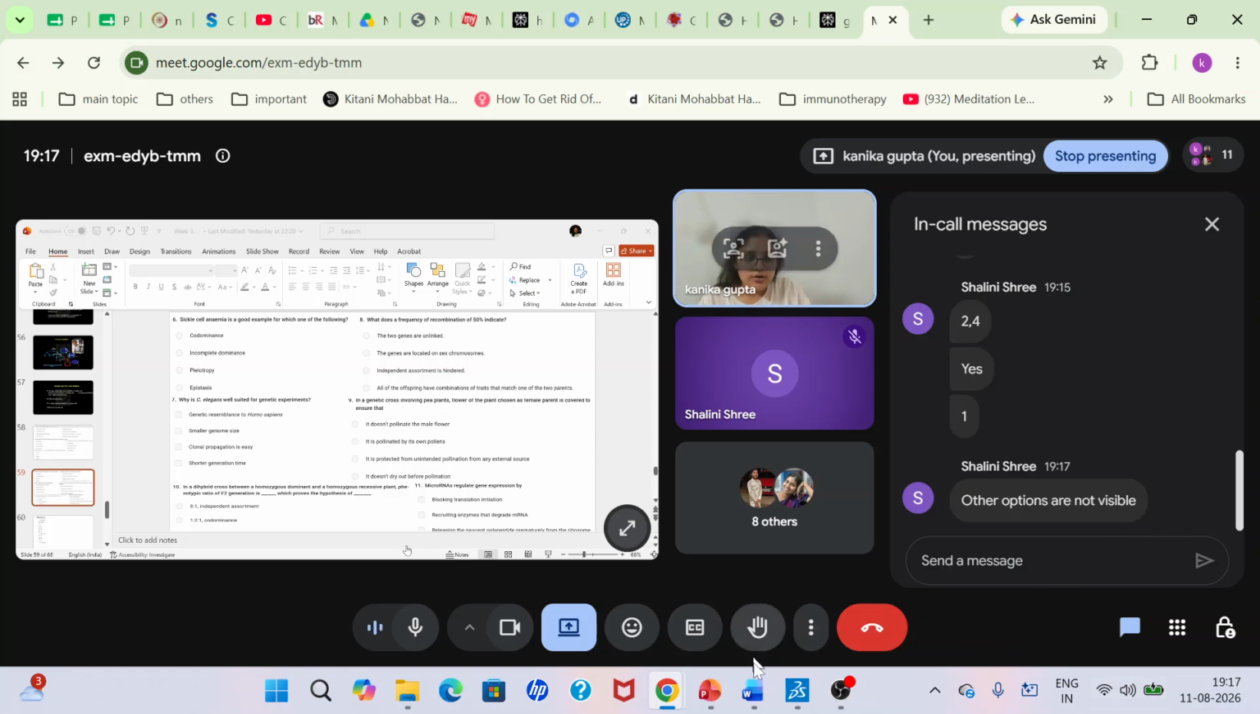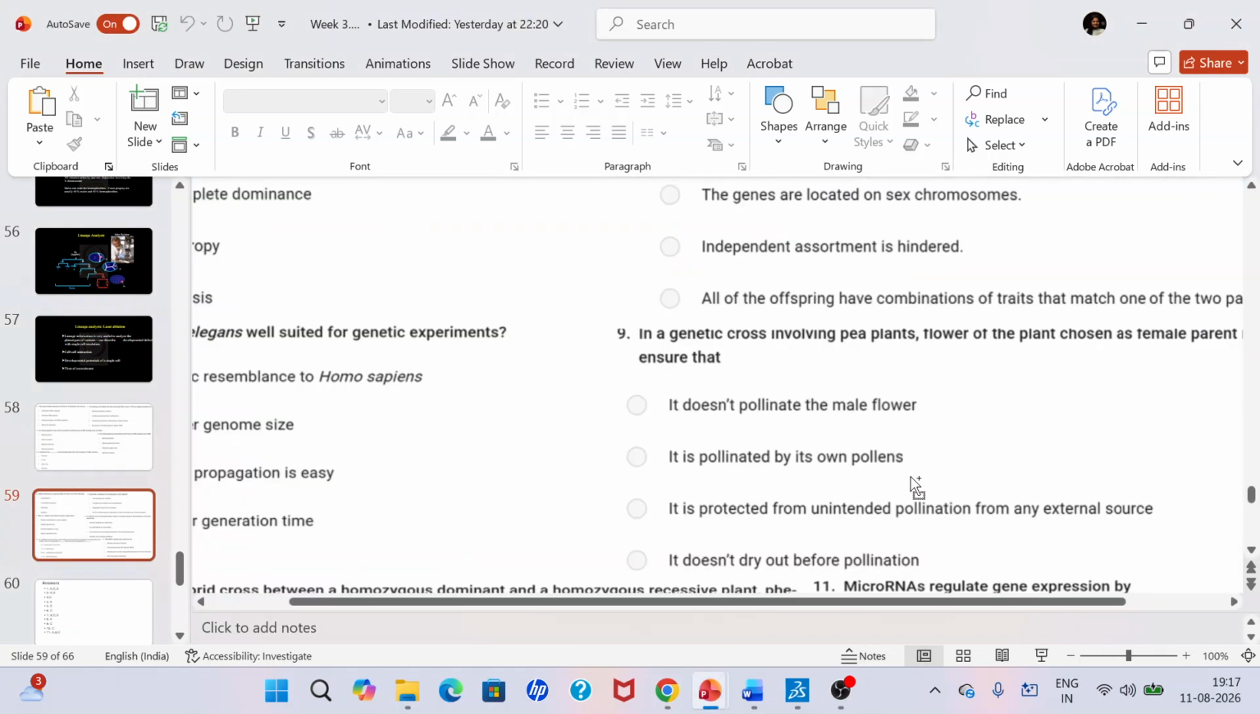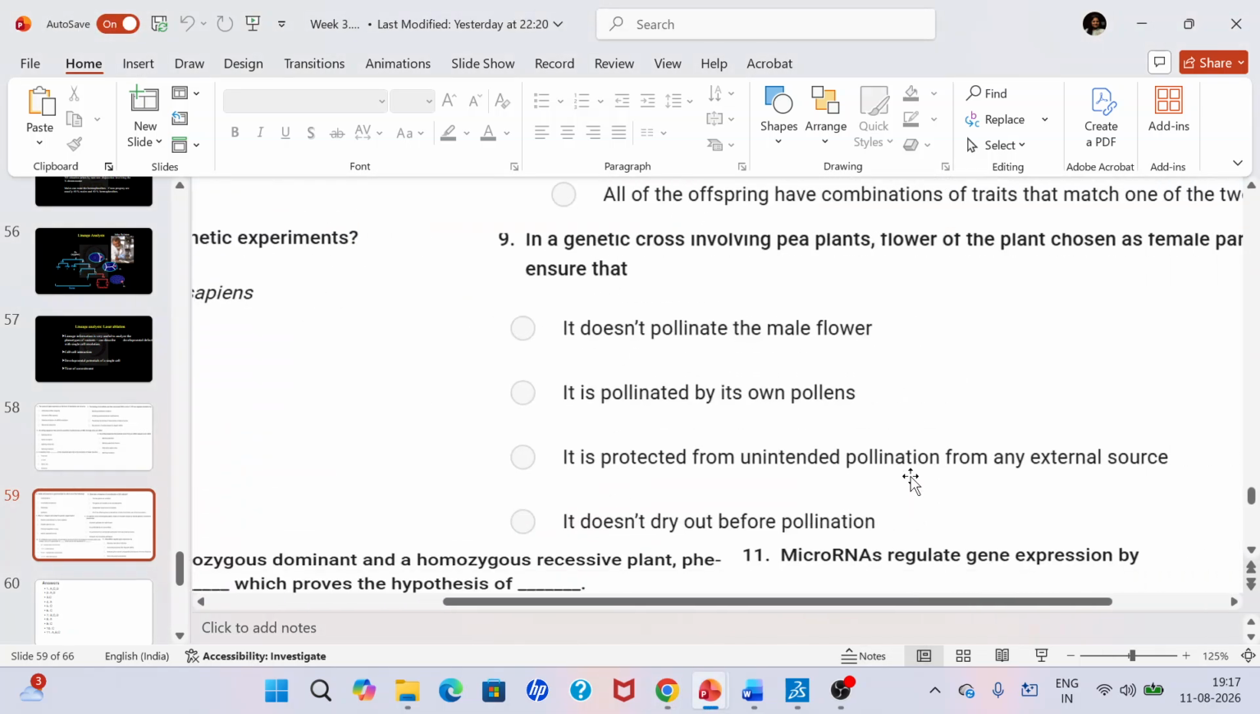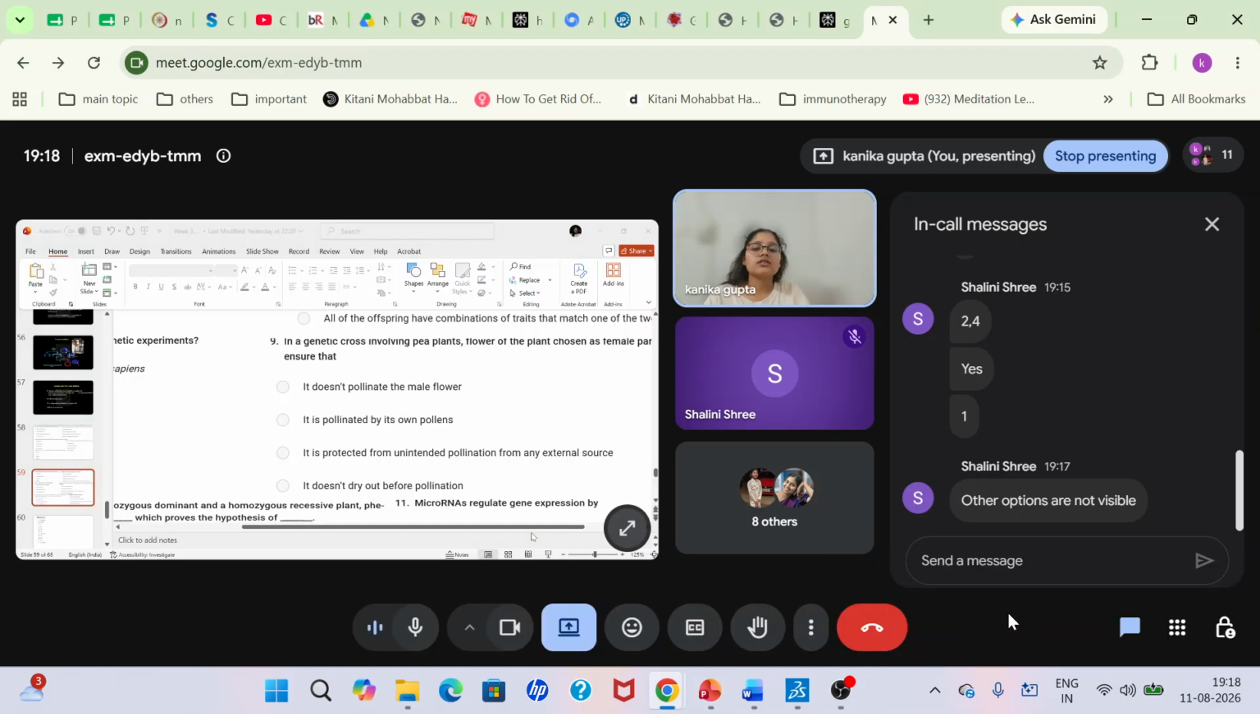Which option is not visible? Now can you see the option, Shalini? It is protected from unintended pollination from any external source. Okay, so this is the answer to this question.